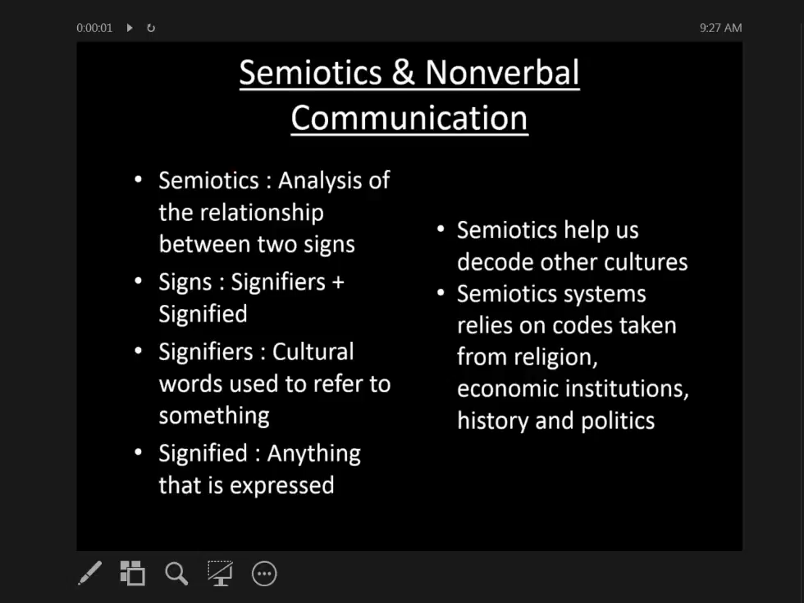Semiotic and nonverbal communication. Semiotic, analysis of the relationship between two signs, signifiers, and signified. Signifiers, cultural words used to refer to something. Signified, anything that is expressed. Semiotics help us decode other cultures. Semiotic systems rely on codes taken from religion, economic institutions, history, and politics.